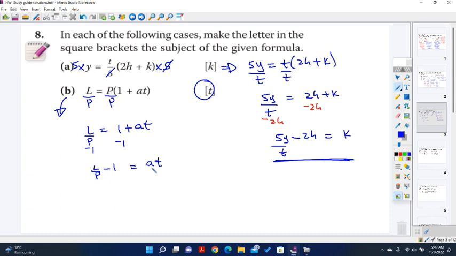And finally, I just have to divide by a. So divide both sides by a. This is all together, so divide it by a. So I'll end up with t equals L out of p minus 1 divided by a, right? Or you can write it as L out of p minus 1 all divided by a.